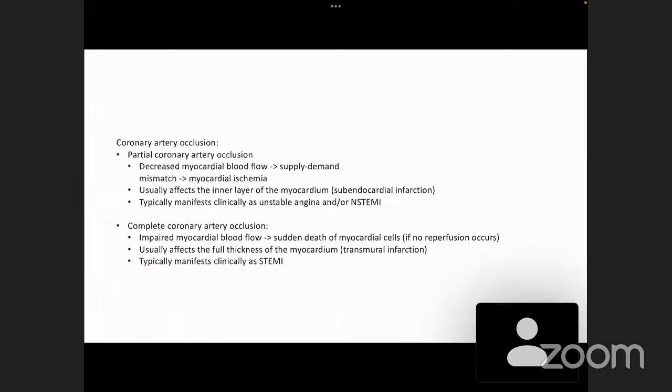For the pathophysiology, the pathophysiology is either partial or complete coronary occlusion. Partial coronary occlusion leads to decreased myocardial blood flow, leading to supply-demand mismatch. It will result in myocardial ischemia. Usually affect the inner layer of the myocardium, subendocardial infarction, and typically manifest as unstable angina or non-STEMI. For the complete coronary artery occlusion, impaired myocardial flow, sudden death of myocardial cell, leads to full thickness infarction or transmural infarction, typically manifest as STEMI.